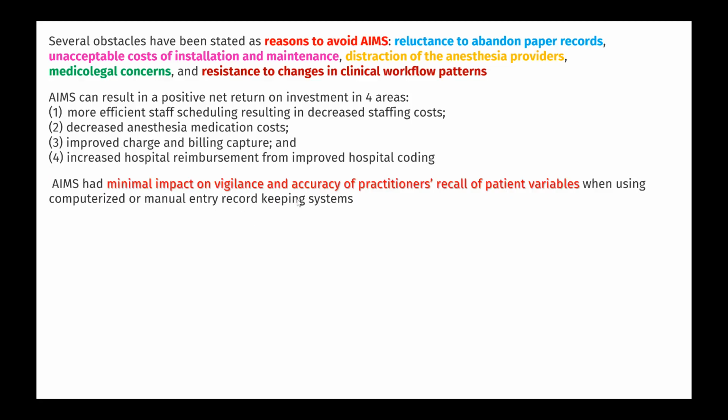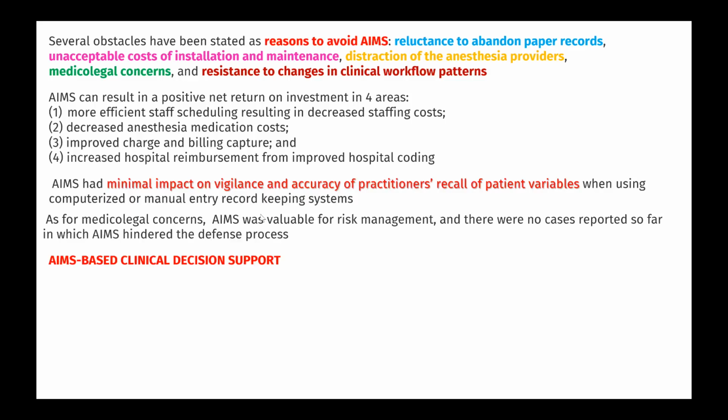And the vigilance and accuracy of the practitioner's recall of patient variables. So, for example, some complication happens during an emergency cesarean in the middle of the night, and after 3 months, you are likely to forget what happened. But if you go through the records, you will still find exactly what complication happened, and you can pick it out. So that is another important point, because this is a permanent record that will be available any time by the click of a button.